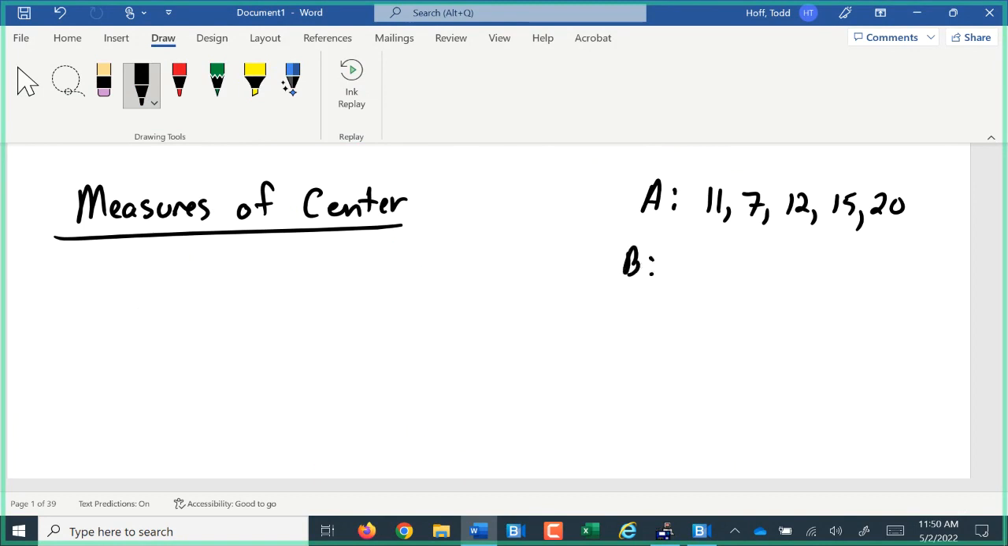Data set B, I'm going to have the points 21, 32, 27, 37, 33, and let's do 33 again. So first thing I wanted to discuss here is the size of the set.